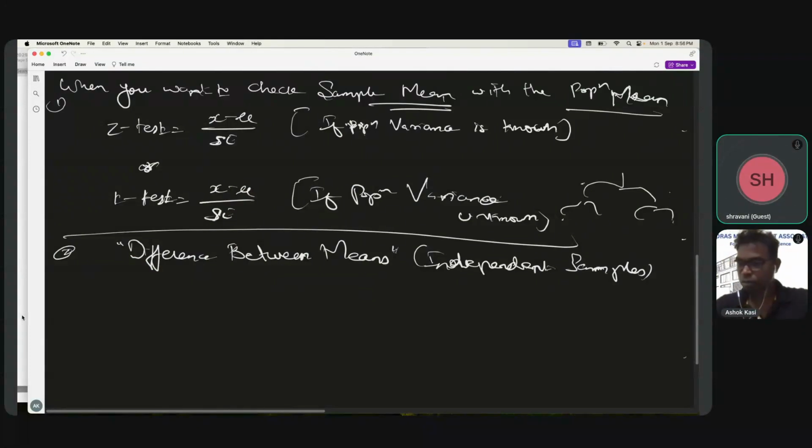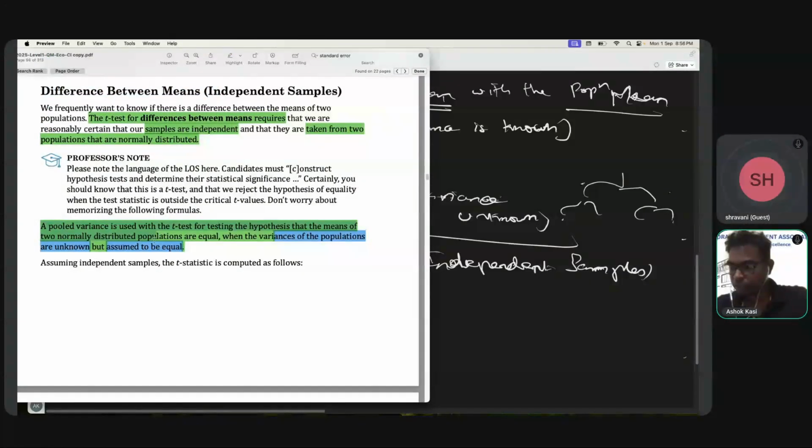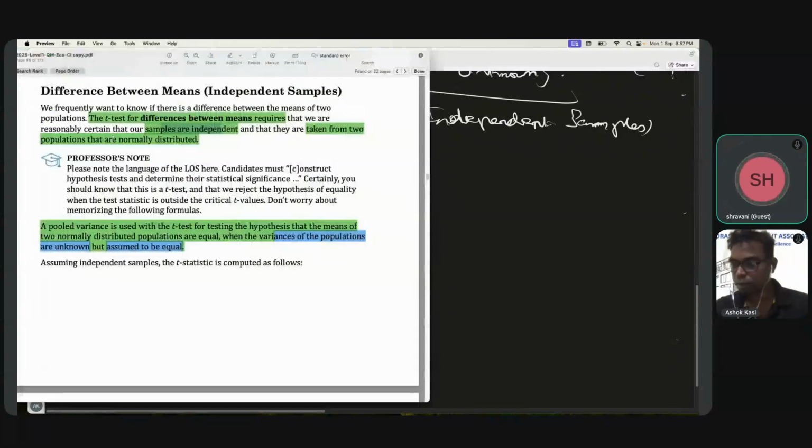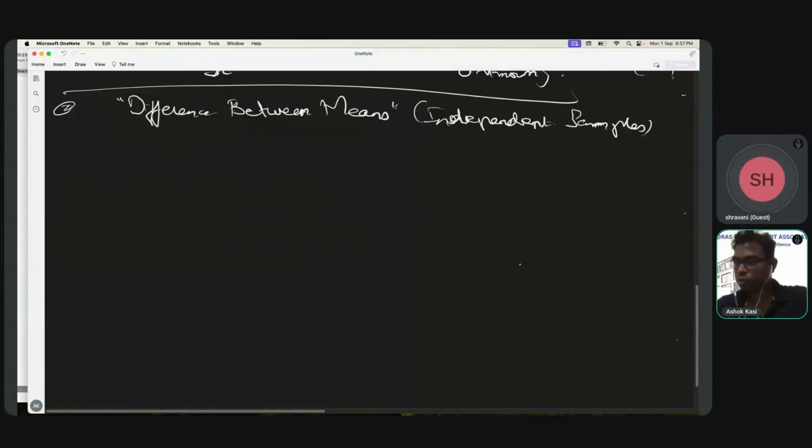So here the condition is a pooled variance. This is a very important point. Samples are independent, which we have already written here. Samples are independent, taken from two different populations that are normally distributed. Two different population means, ICICI and TCS. Both are different populations, right? So in this case, pooled variance is used with the t-test for testing the hypothesis that the means of two normally distributed populations are equal, when the variances of the populations are unknown but assumed to be equal.